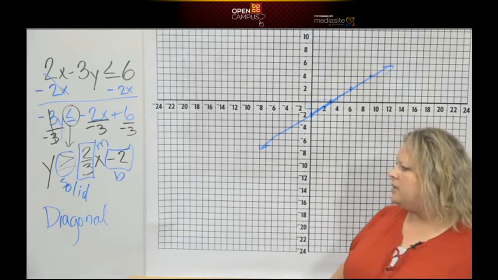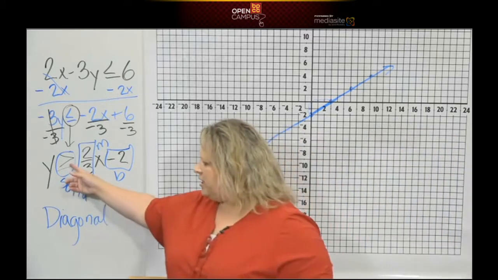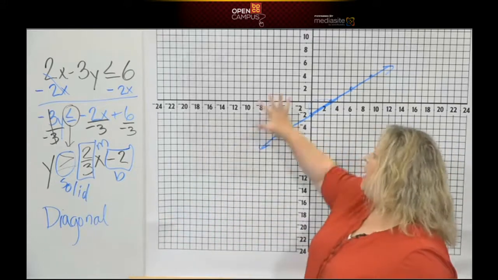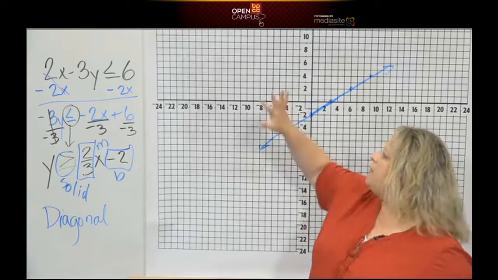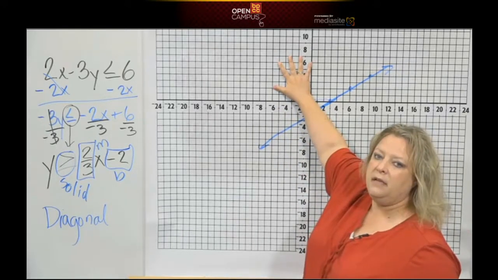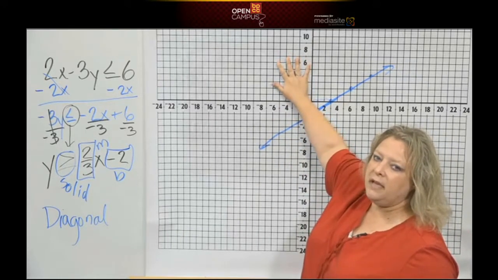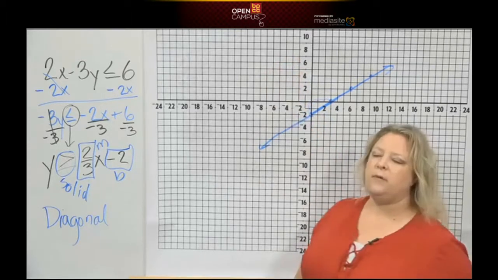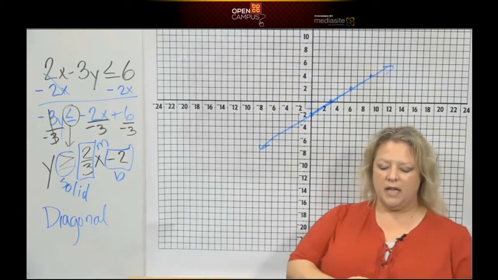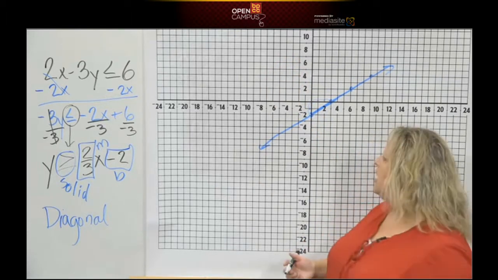Now I have my line drawn, and I have to decide, do I shade above it or below it? So again, if you want to cheat, greater than shades above the line. So I am predicting that we're going to shade up here, okay? If this is where I'm predicting, then I'm going to pick a test point. And remember what I said. Can you pick 0, 0 every time?